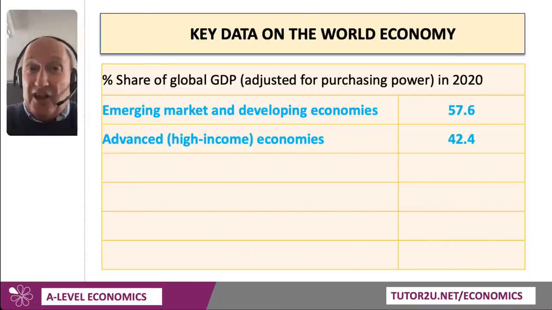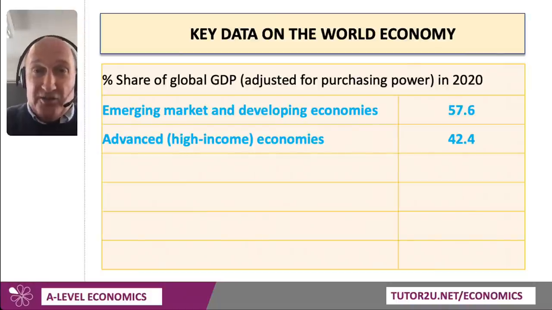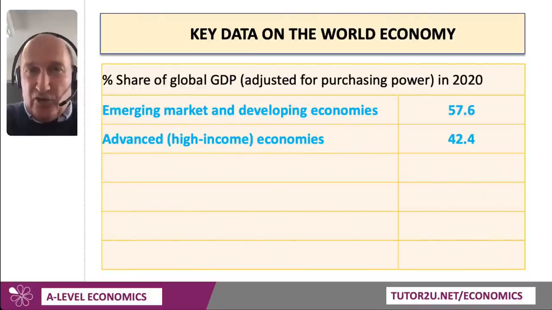Emerging market and developing countries now have nearly 60% of world GDP. Whereas if we take all the high income nations in the world, Japan, Germany, UK, United States and Canada, etc., they only have 42%. So over the last 15, 20 years, there has been a pivotal shift in the balance of power in the world economy.